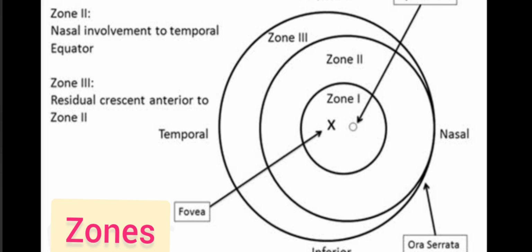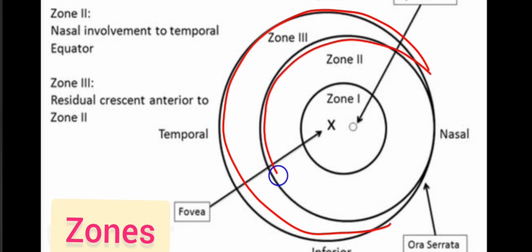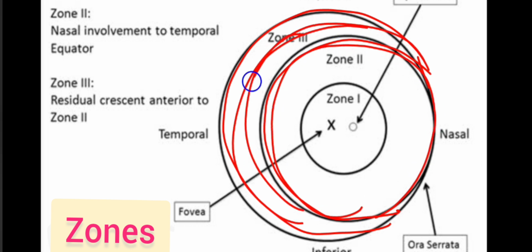Now we will move on to zone 3. Zone 3 is not a circle. It is a crescent shaped area. As you can see here, it is a crescent shaped area which is there in the temporal part. Once you demarcate zone 2, a temporal crescent area is left in the temporal part of the retina and that represents zone 3.